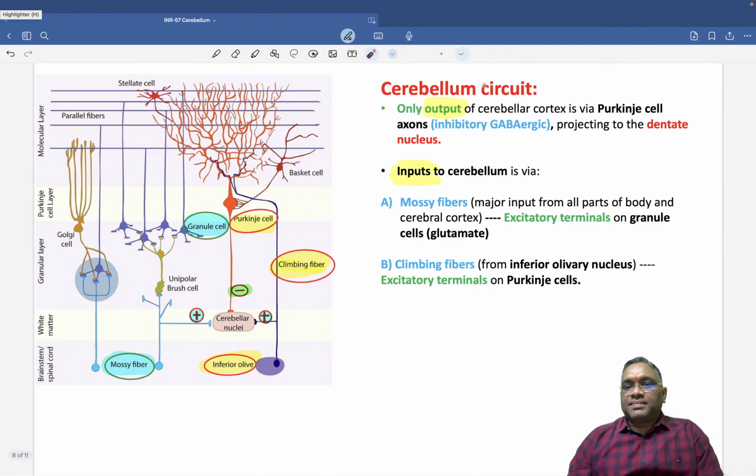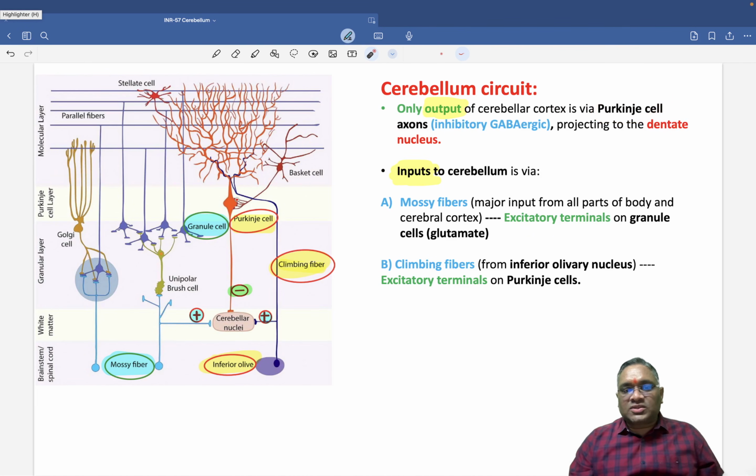Now coming to the cerebellar circuit. Already I have told you the histology: molecular layer, Purkinje layer, and granular layer. Now we are seeing the output, the only output of the cerebellar cortex. You remember that time I told you that the only output of the cerebellar cortex is via the Purkinje cell.